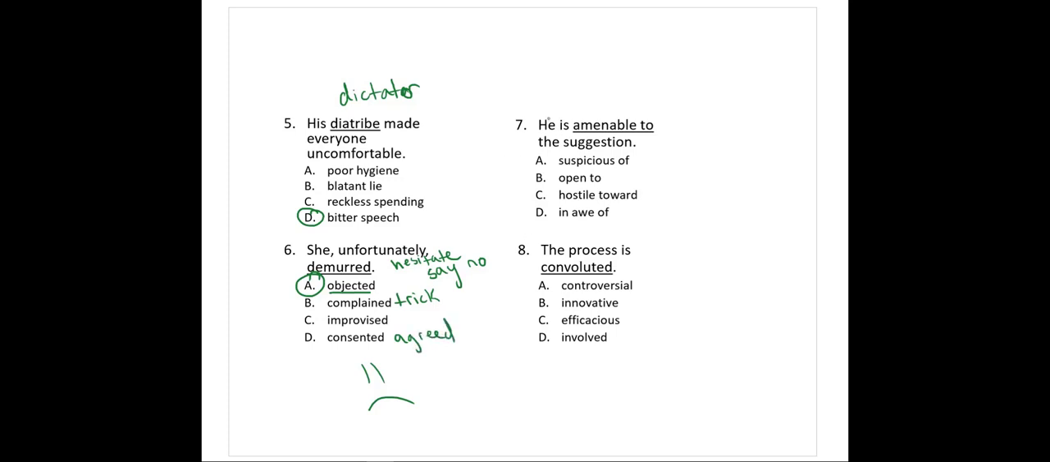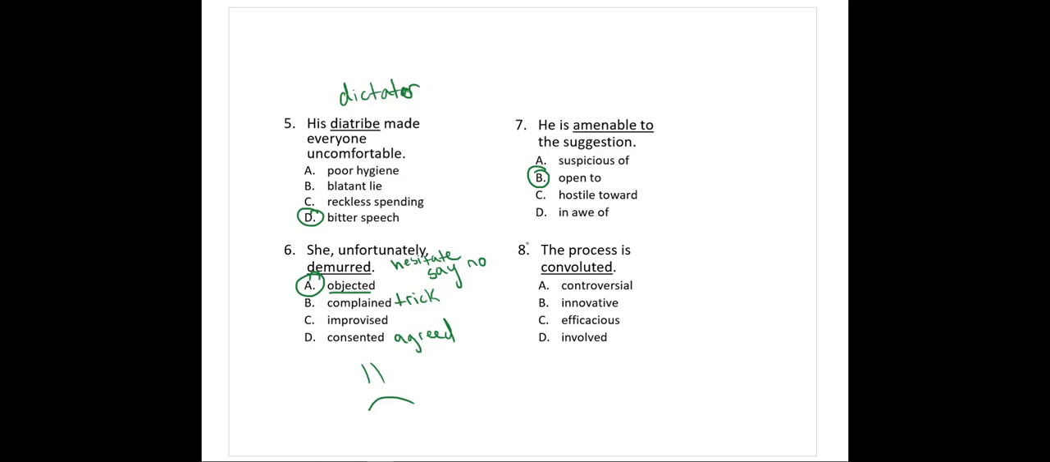Number 7, he is amenable to the suggestion. So the question is, does he think it's kind of weird? Is he open to changing his mind? Does he hate it or does he love it? Well, the best answer here is he's open to it. Whenever somebody is amenable to something, they can be persuaded or they can be convinced.